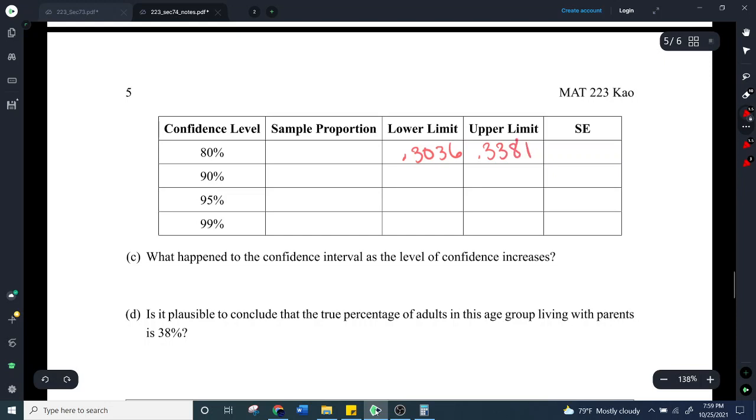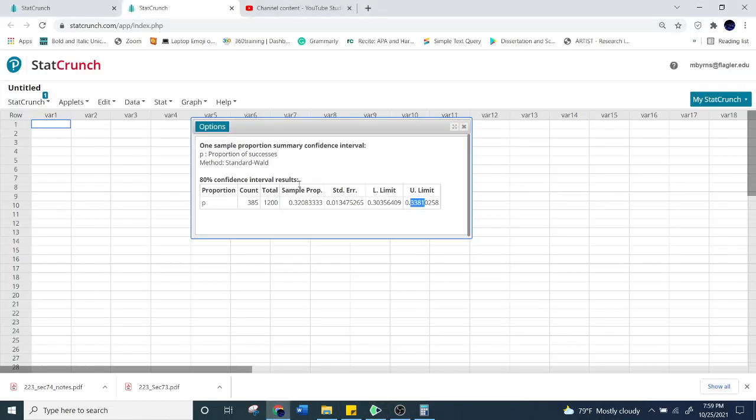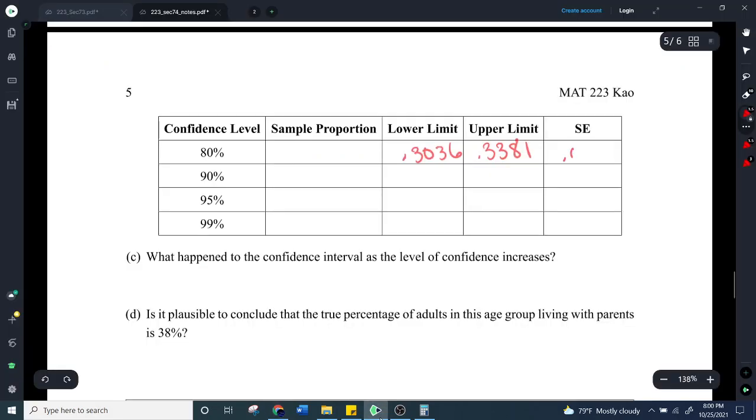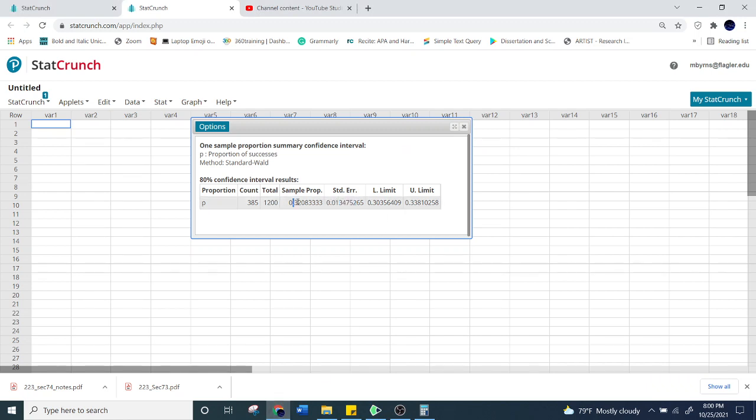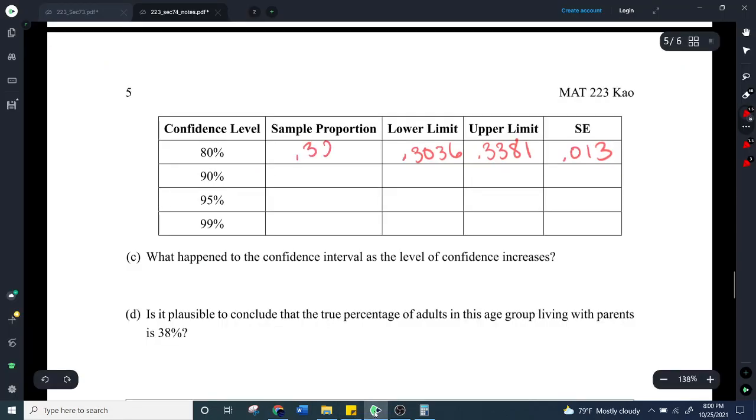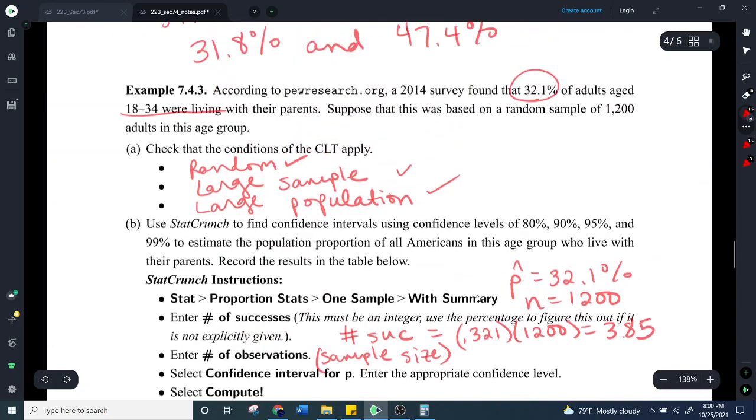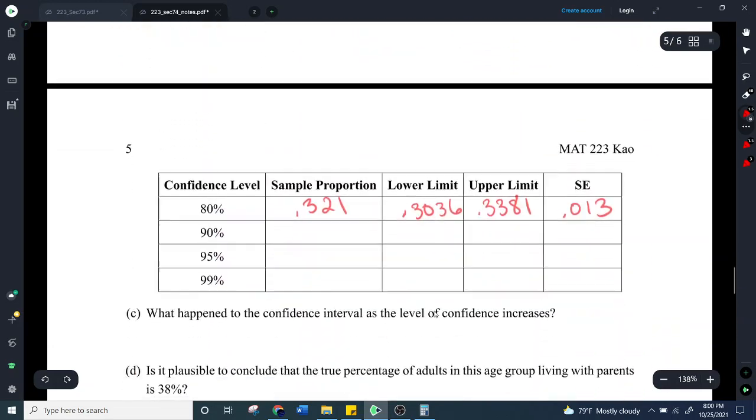0.3381. Now, my table here has the same information that's in StatCrunch. I've just got the standard error on the end here. StatCrunch will compute the standard error for you. So my standard error is 0.013. I'm going to just round it. So I'm going to put that here, 0.013. And my sample proportion, StatCrunch will also calculate, is 32%, 0.32. Really, it's 0.321. Let's fill that in, 0.321. We knew that. That was actually given to us in the original question, but StatCrunch will give us that number as well.